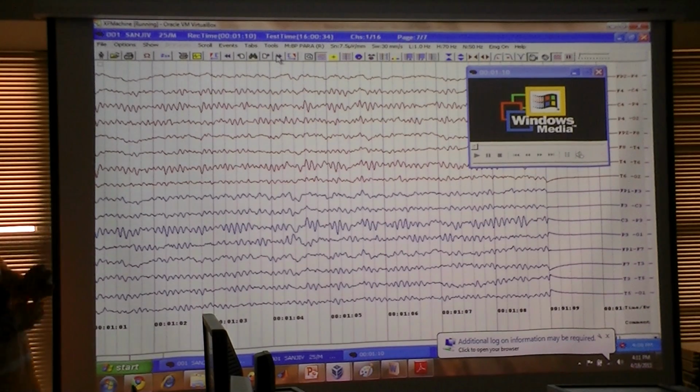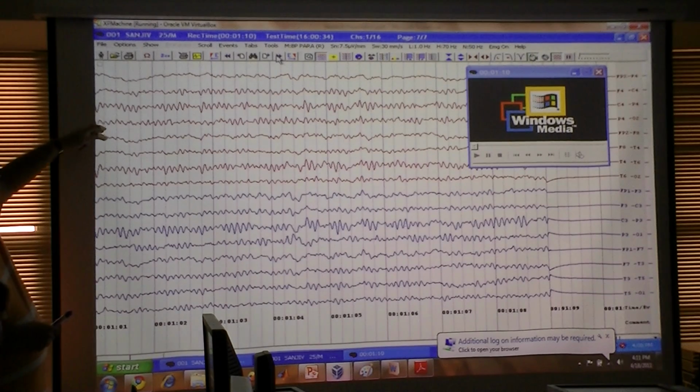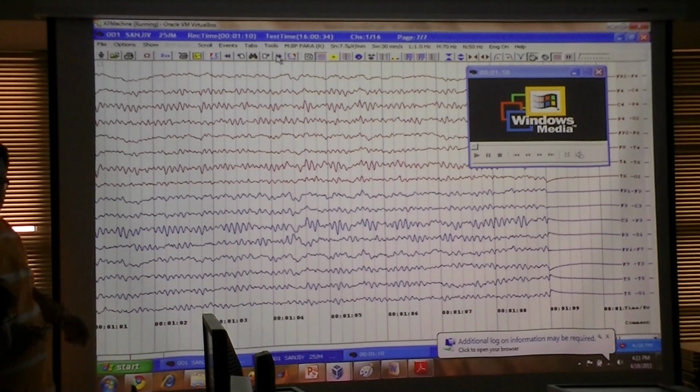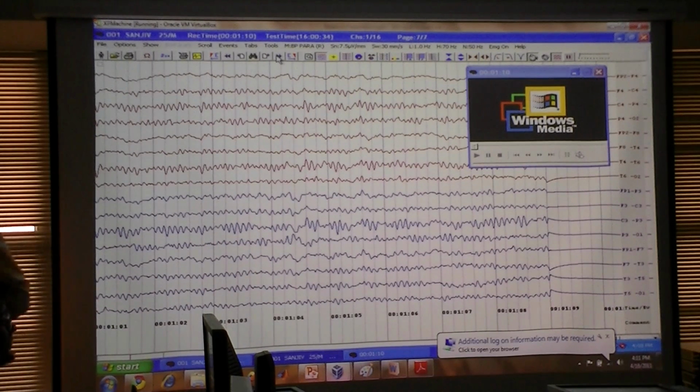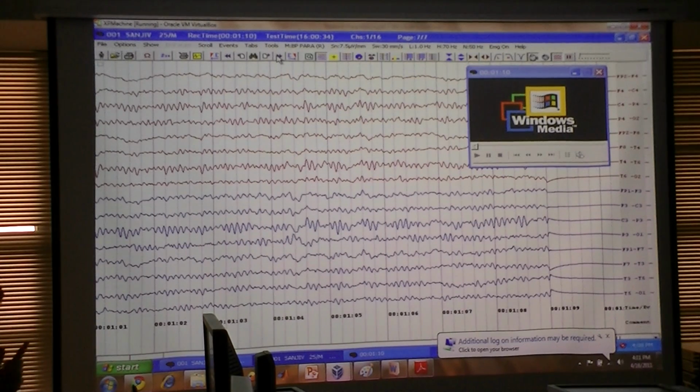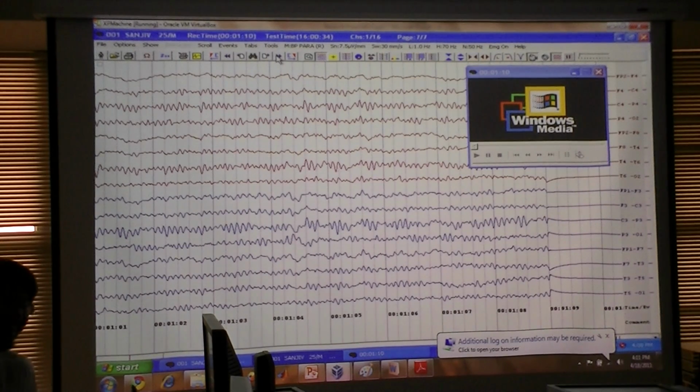Yeah, each line is a channel. These are 16 channels. 1, 2, 3, 4, 5, 6, 7, 8, 9, 10, 11, 12, 13, 14, 15, 16. Yeah, there are 16 channels. Given that it's 16? Yeah, the electrodes are 16.